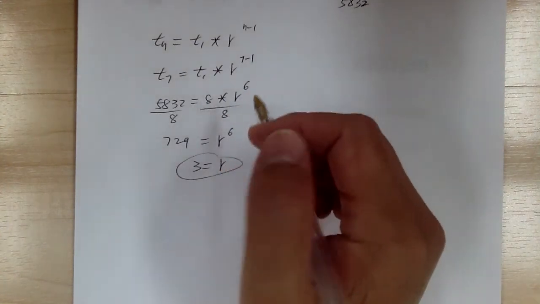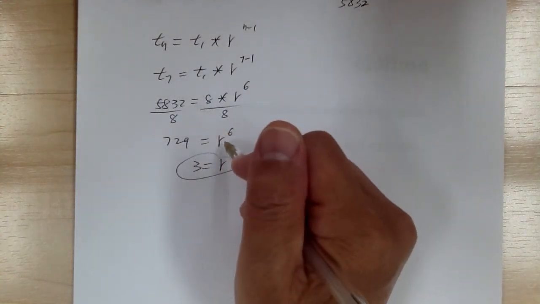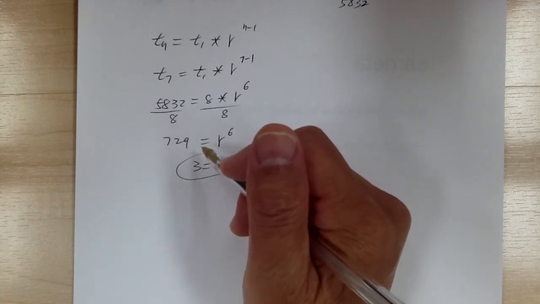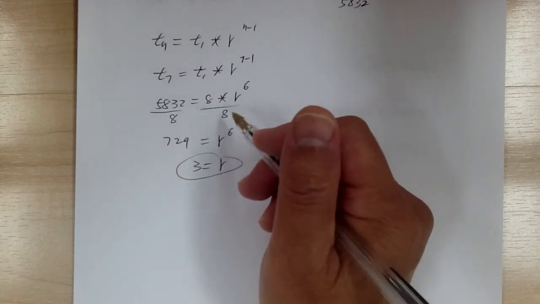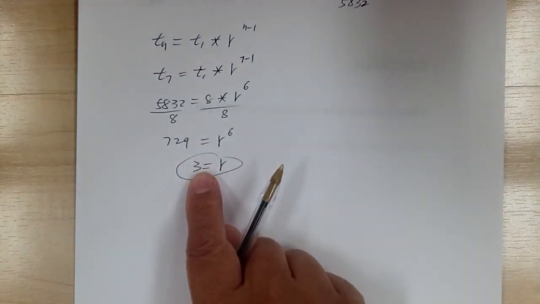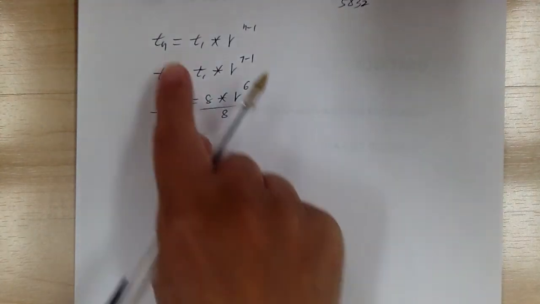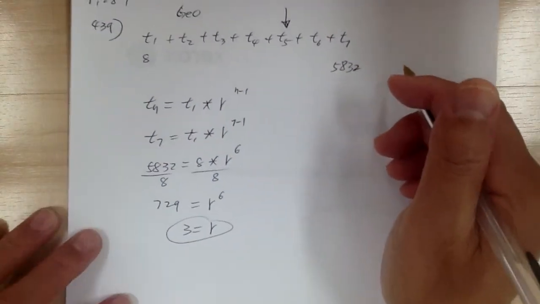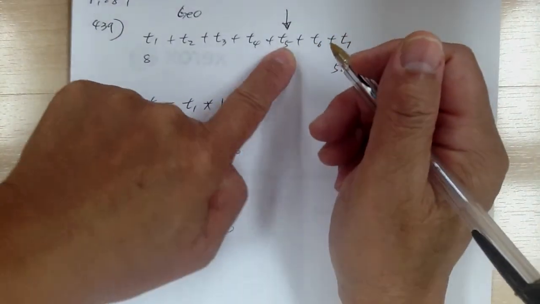Now, when you take the 6th root, you can have a plus or minus 3. But since we deal with geometric means, we usually just take the positive. So once you find R equals 3, now you can use the formula again. You can use this over and over until you get what you want. So you're looking for T5.